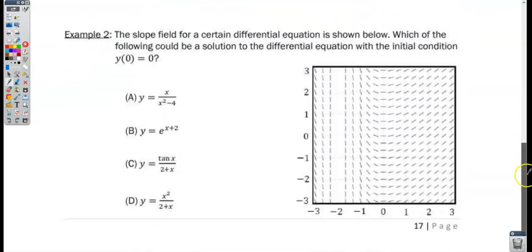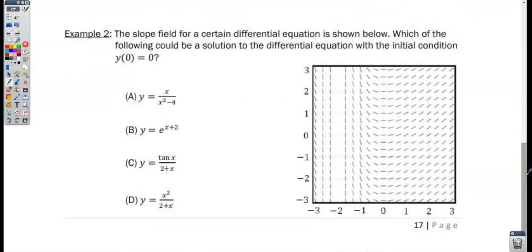Example 2. The slope field for a certain differential equation is shown below. Which of the following could be a solution to the differential equation with the initial condition y of 0 equals 0? Okay, so go ahead and pause now and see if you can figure out which one is which. And I'll be back with you in a few seconds.